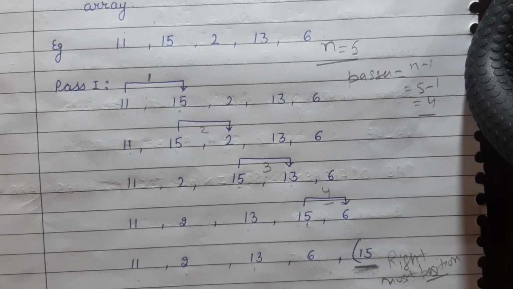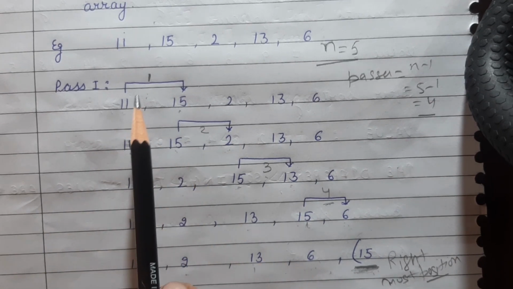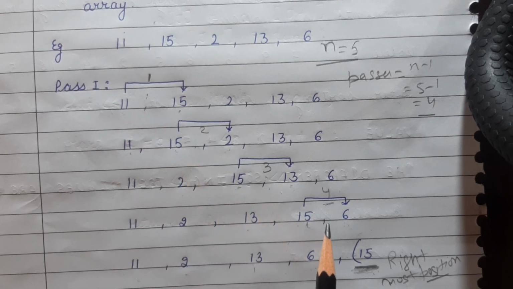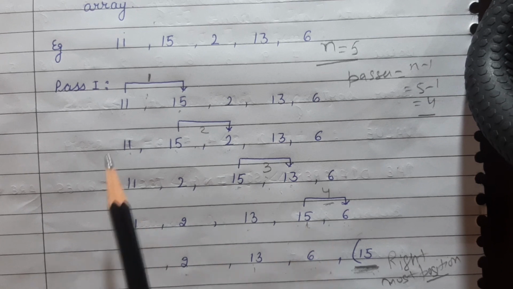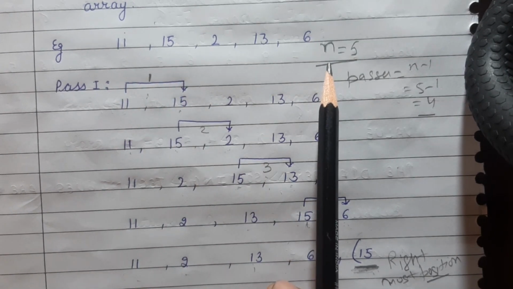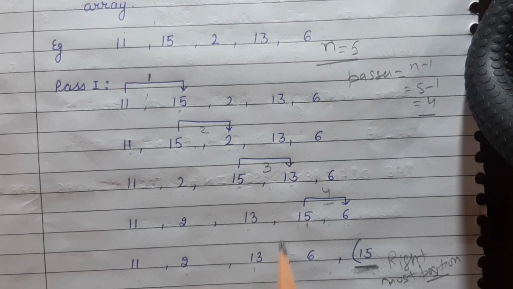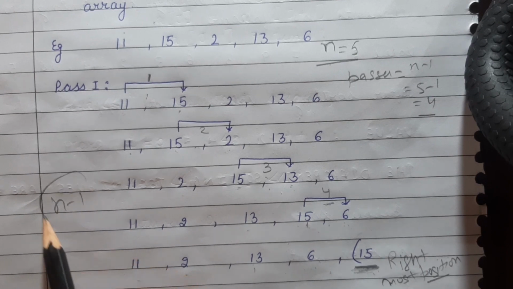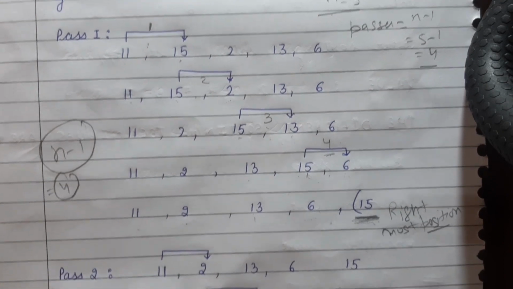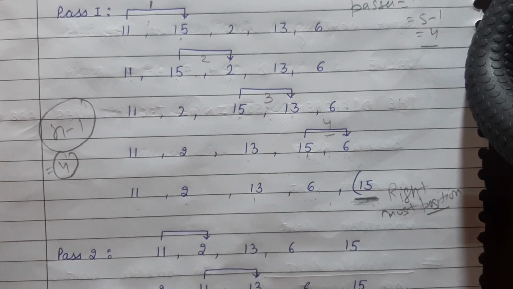Okay, so if you analyze, in pass 1 how many comparisons we performed? If you count, this is our first comparison, this is our second comparison, this is our third comparison, this is our fourth comparison. So four comparisons we performed, because at the starting time we have five elements in this array. That's why in pass 1 we have n minus 1 comparisons. In pass 1 how many comparisons we performed? N minus 1, that is 4 comparisons we performed. Now after this, we start pass 2.